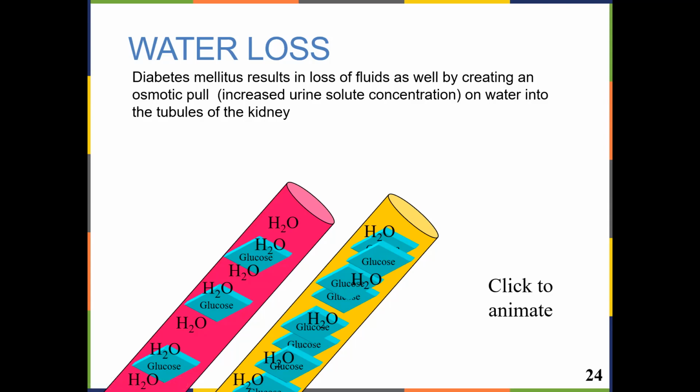The high number of solute particles of glucose, well, water goes from high water to low water. The higher water levels are in the capillary. The lower water levels are in the kidney tubule, and water leaves the capillary and goes into the kidney tubule like that.